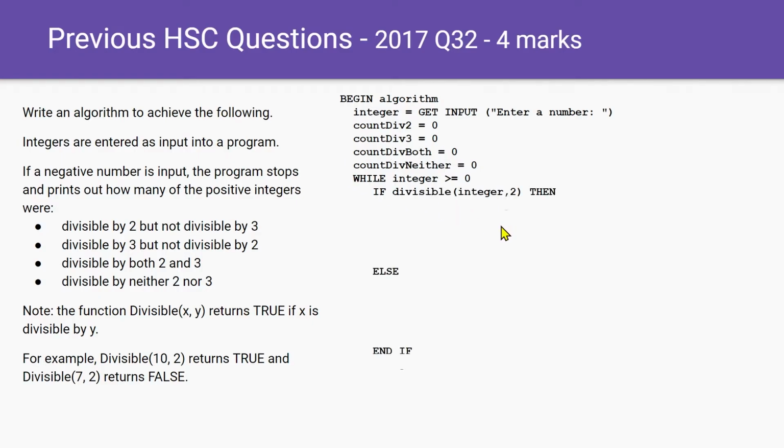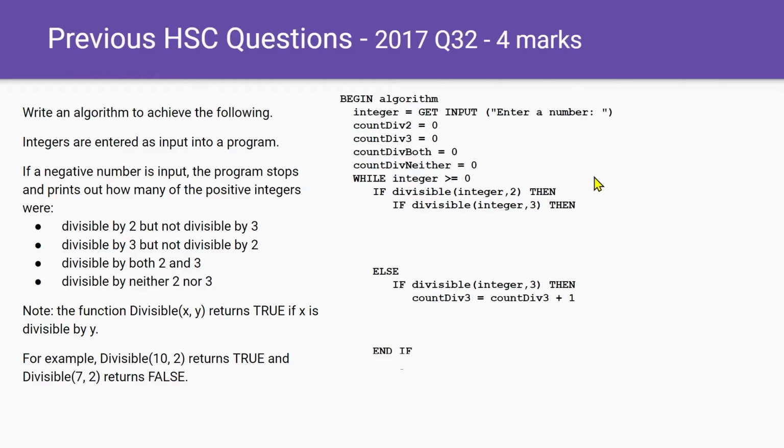So the next part I need to do is actually look at if it's divisible by 2. So I've got if divisible by integer 2, then, and I've already laid out my else and end ifs. So what I need to check now is, is it divisible by 3 but not by 2? Looking down here first, in my else, so if it's not divisible by 2, we check if it is divisible by 3, and if it is, we add to that count.